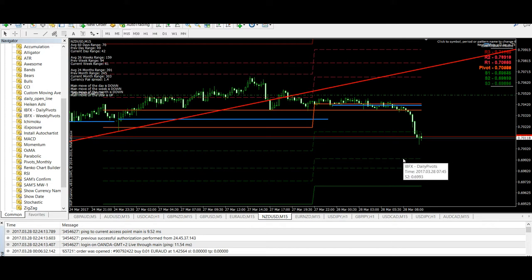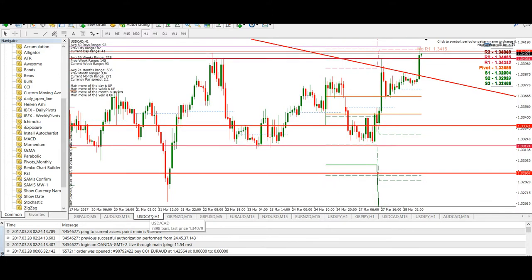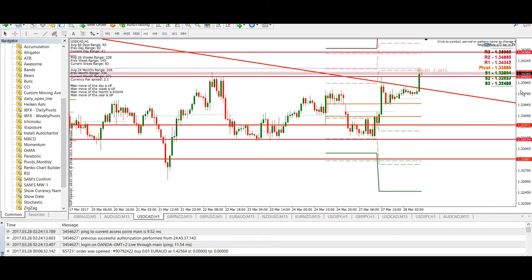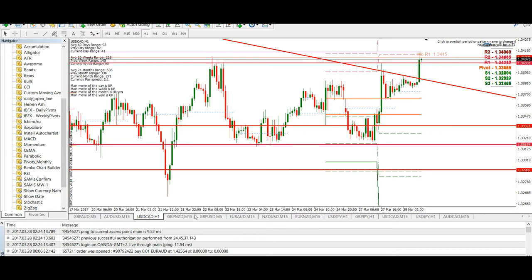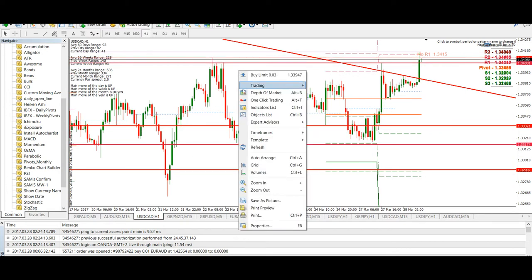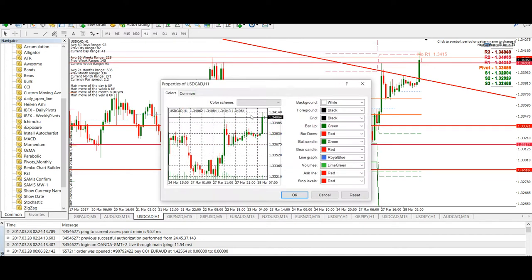Let's see what the Aussie US dollar Canadian. Look at the Canadian. It's to the moon. We got resistance there, but I don't think it's going to hold up for a big bullish candle. And we broke the downtrend line. Dollar Canadian on fire, traders. Let me just change the color of this here.